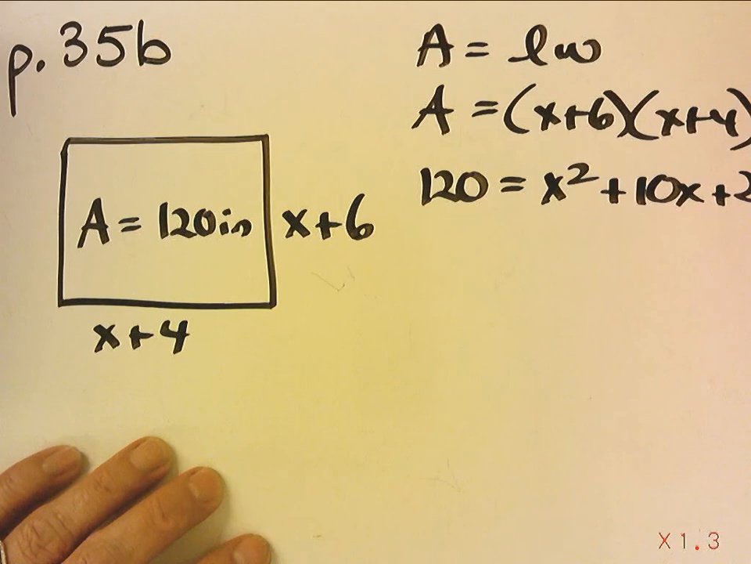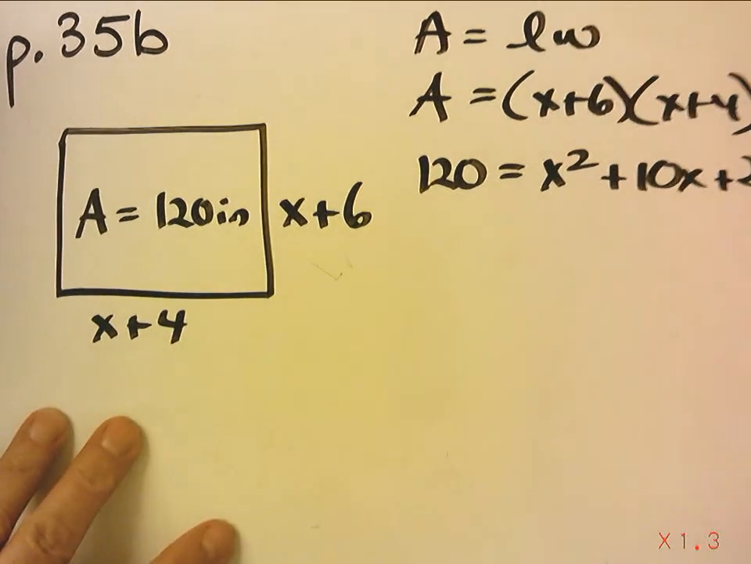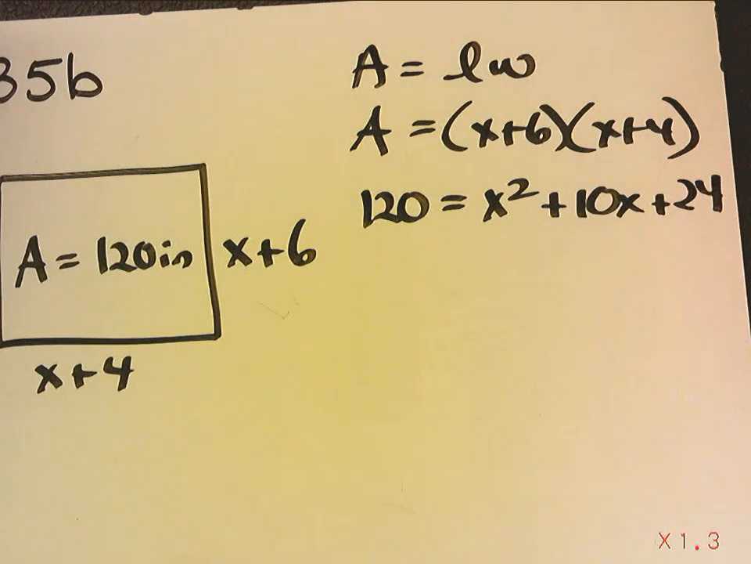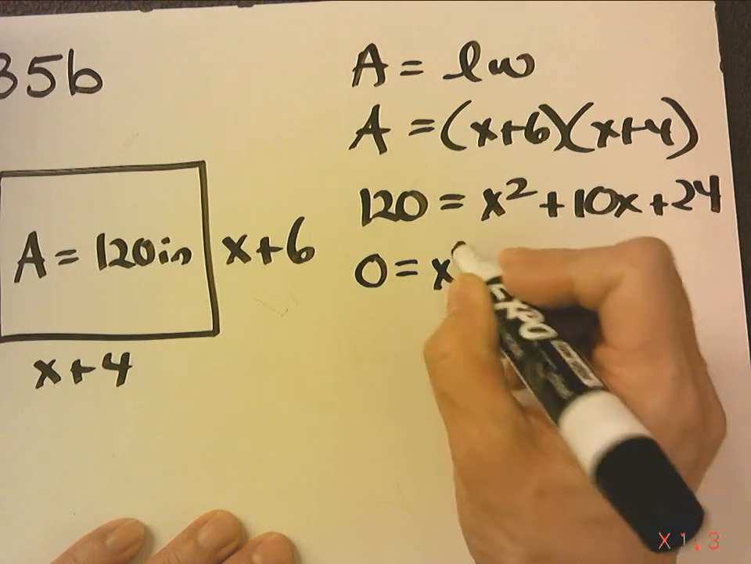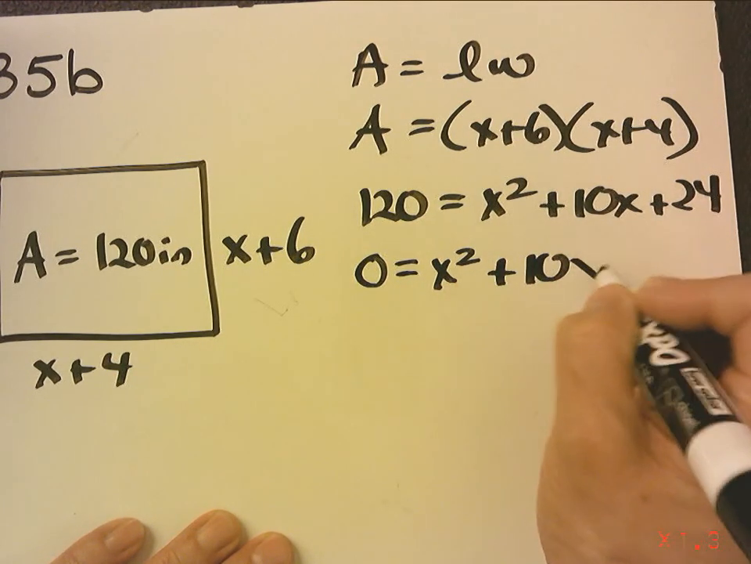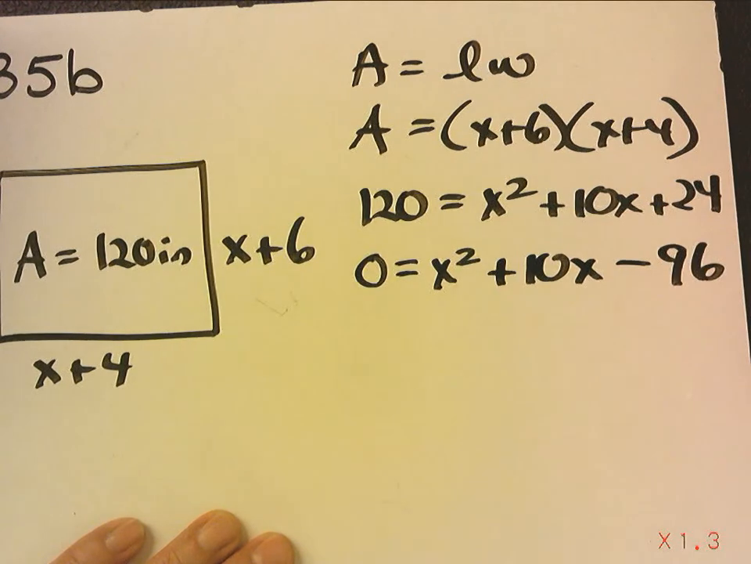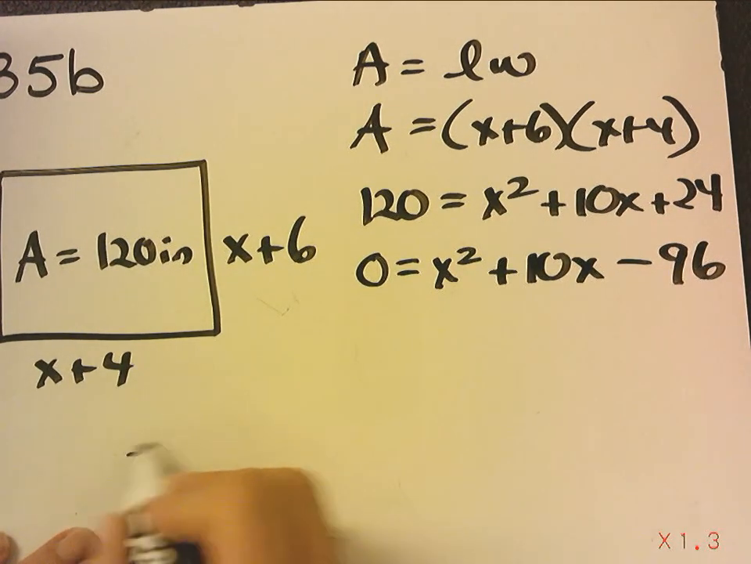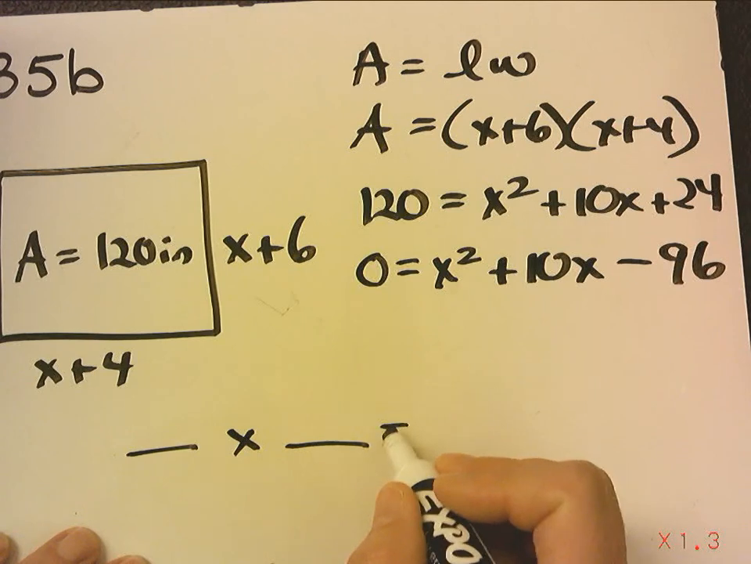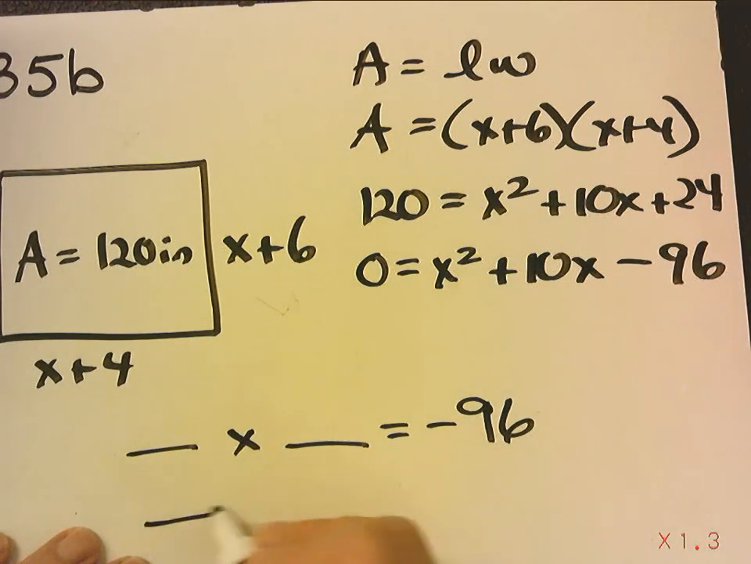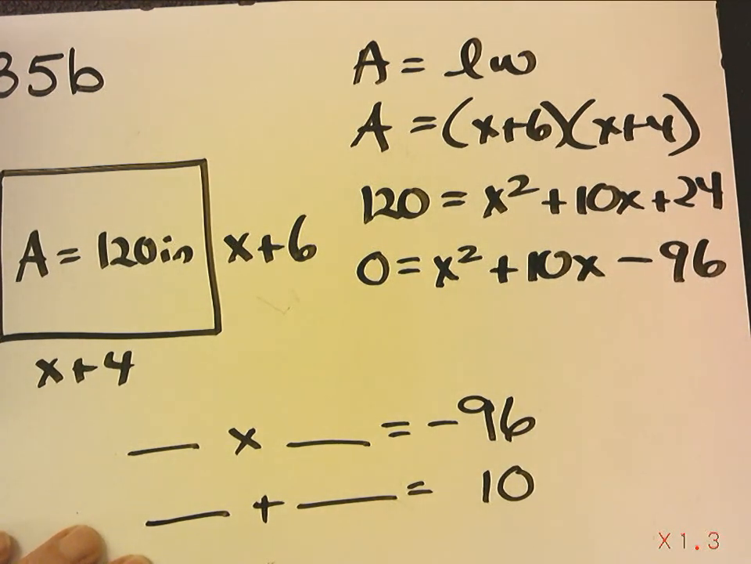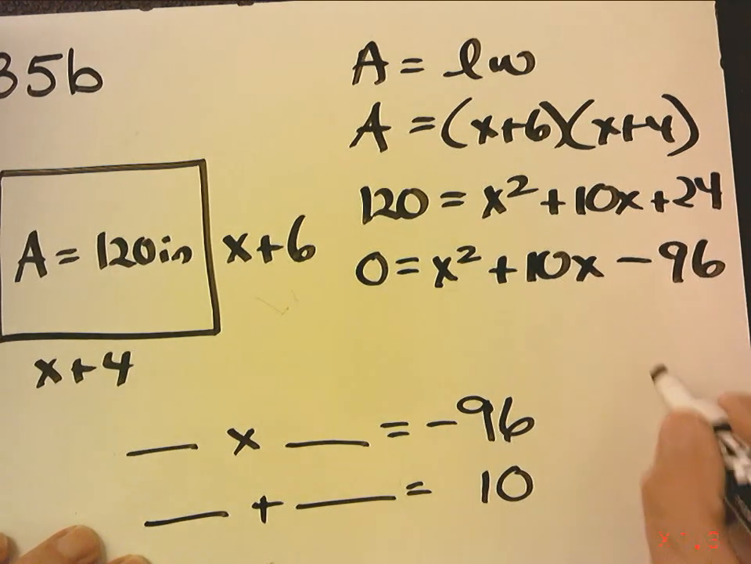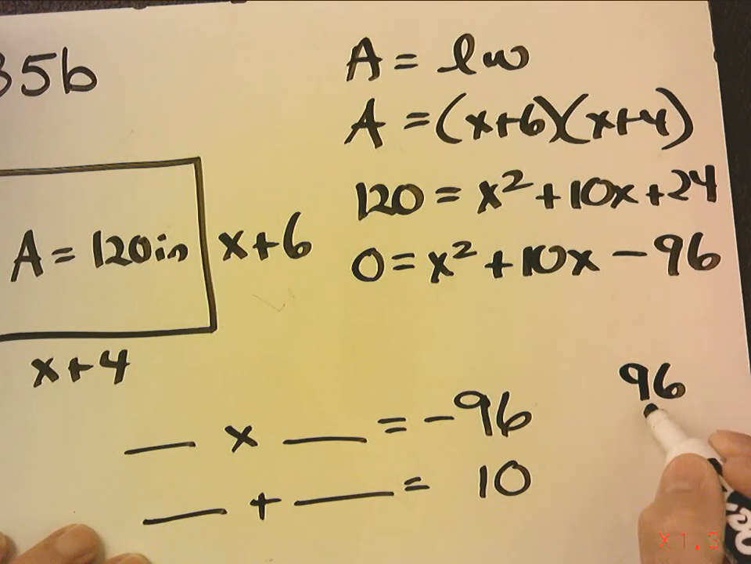Now, I know to solve this that I must subtract 120 from both sides. So I set this side equal to 0. So that's minus 96. And now I have to factor this. So I'm looking for my magic numbers, two numbers that when multiplied equal negative 96, but add up to equal 10.